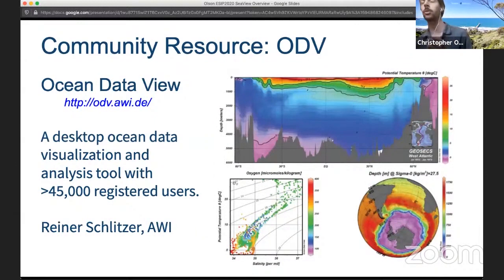And the tool that we chose to integrate this data into is a software package called Ocean Data View, written by Reiner Schlitzer of AWI. It has a lot of following in the physical oceanographic community and has capabilities for plotting profile data, surface data, as well as trajectory.